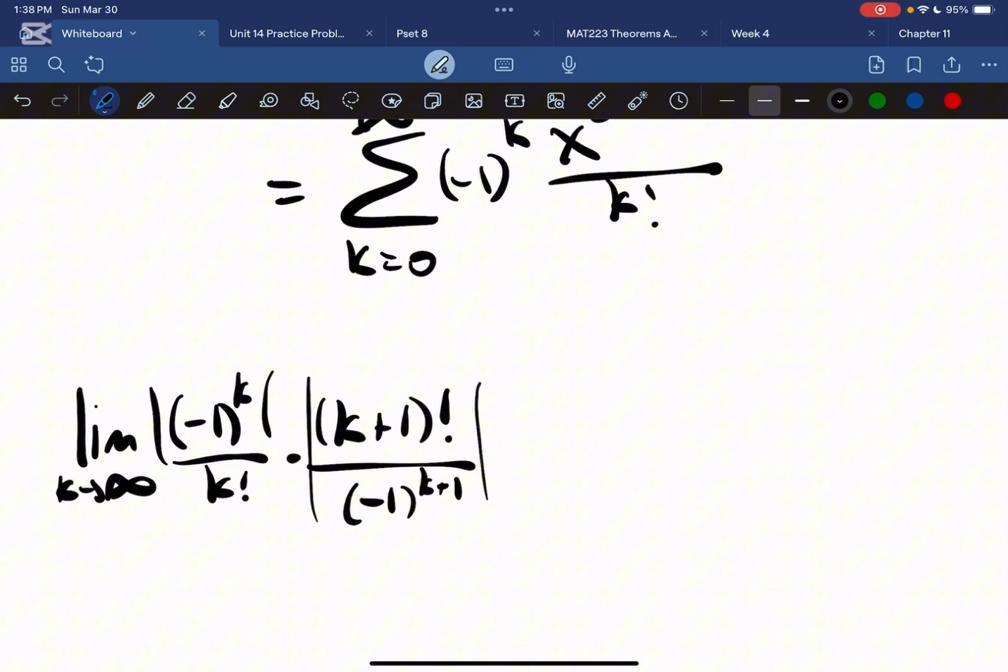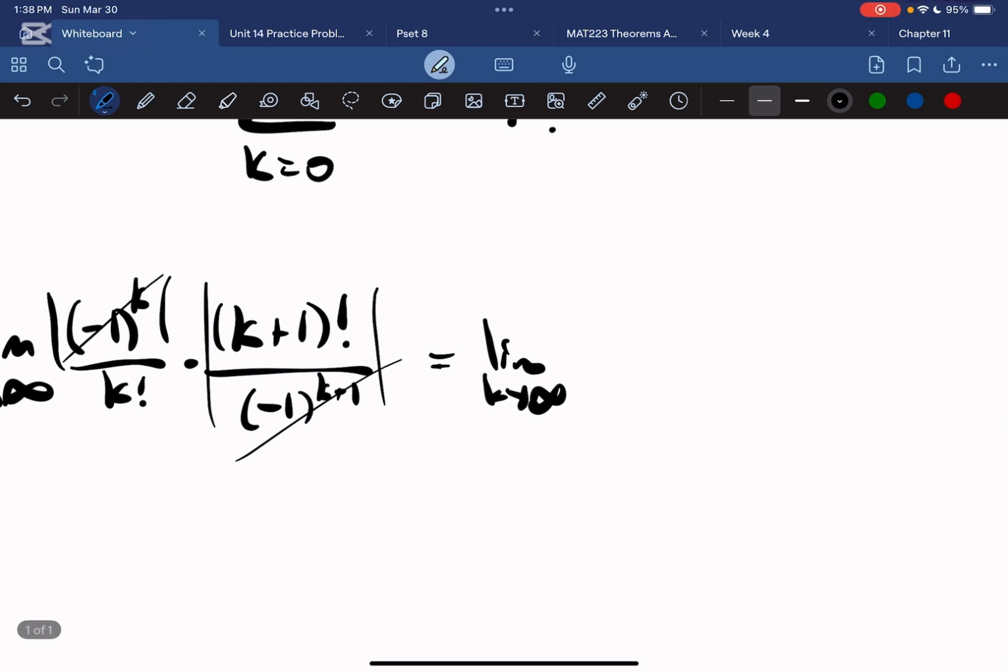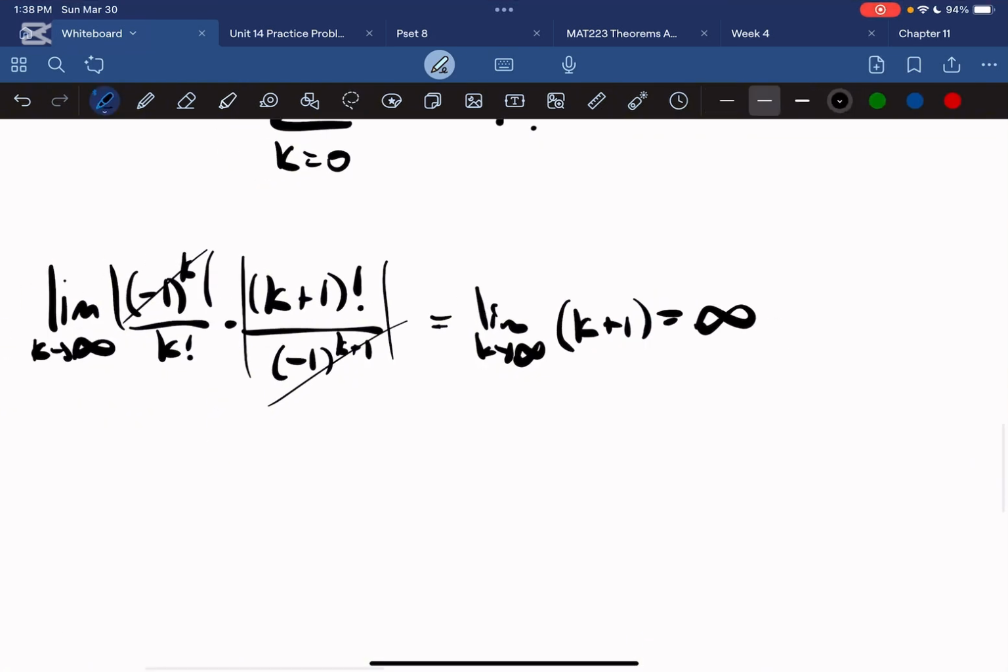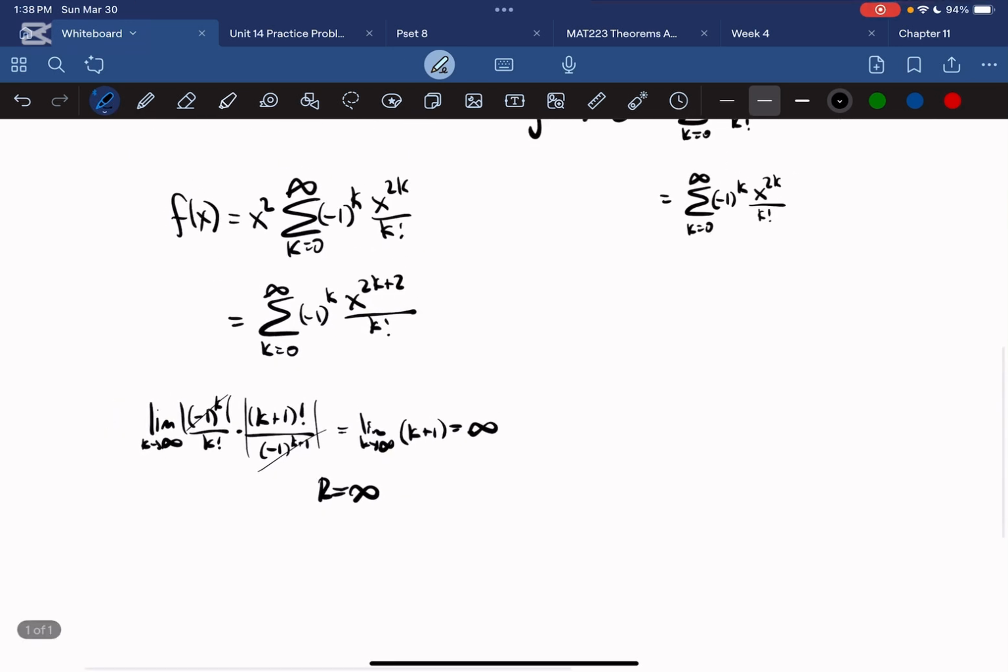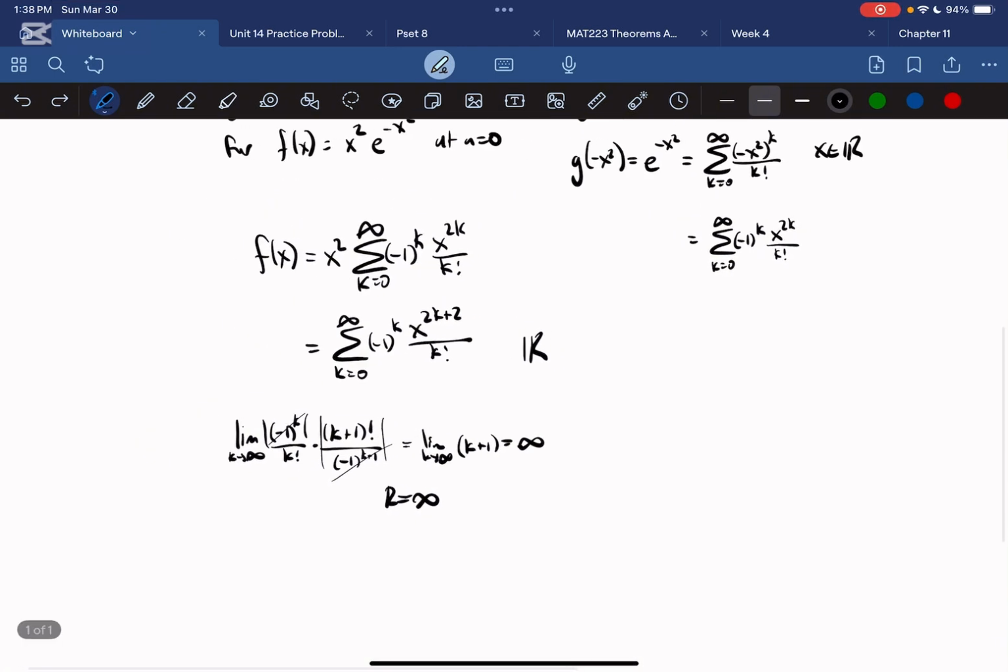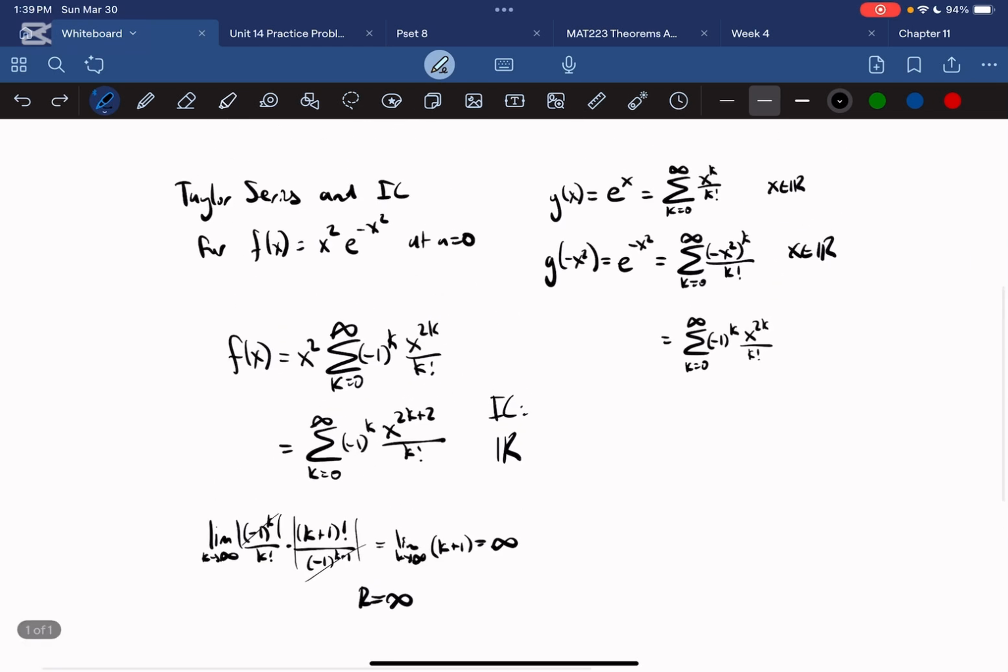These are all absolute valued. Cancel k plus 1. And this goes to infinity, meaning the radius is infinity. Meaning this is true for all real numbers. It's convergent for all real numbers. And boom, we got it. There's our answer. Our interval of convergence is the real numbers, and this is our Taylor series of f at x. All right, sounds good.